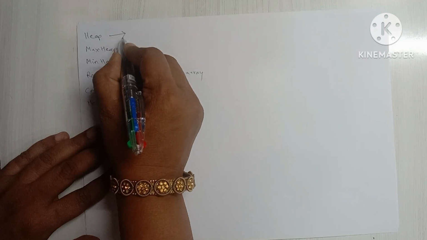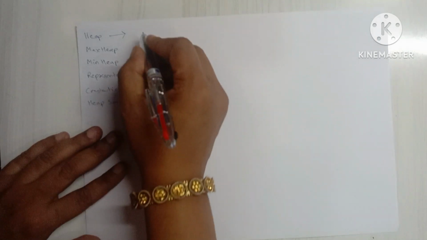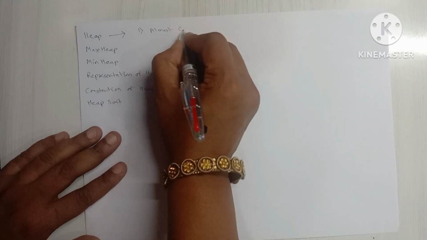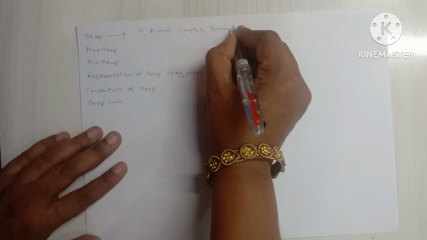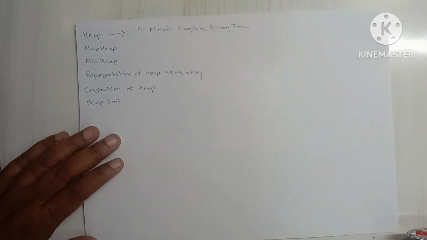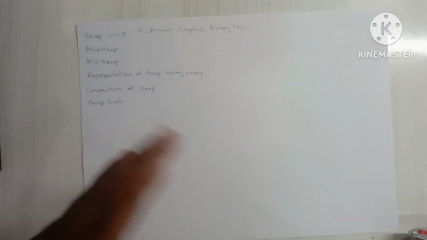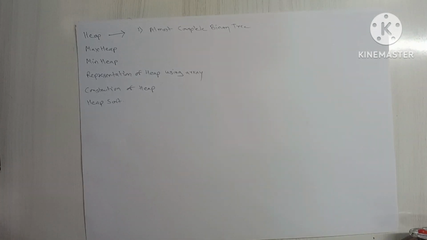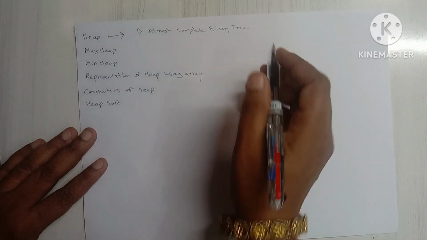So heap is a binary tree and it has two special properties. First one, it must be an almost complete binary tree. What is an almost complete binary tree? All the levels should be filled from left to right, and it is a binary tree, so it has at most two children.